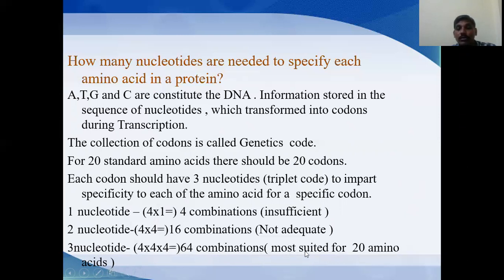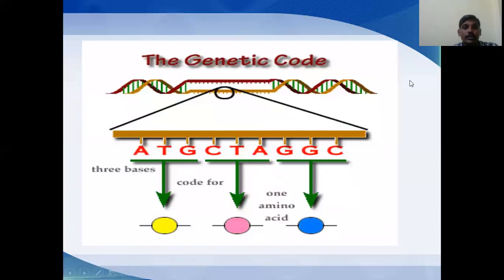These combinations are most suitable for 20 amino acids. So that's why the genetic code definitely has 3 specific sequences of nucleotides. The 3 specific nucleotide sequence is called a codon. So you can observe here, this is the DNA molecule, a double stranded DNA molecule. One of the DNA template strands produces a single stranded RNA molecule with the help of the RNA polymerase enzyme.